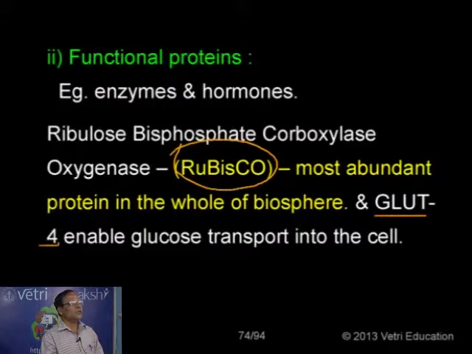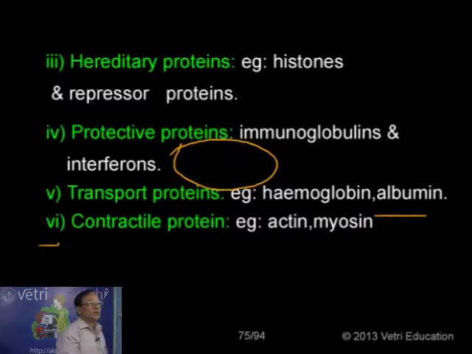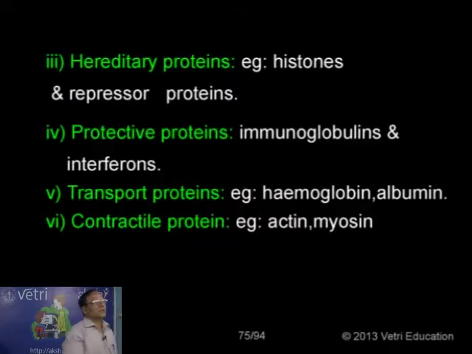It is normally an insulin mediated enzyme. It is working under the influence of the insulin hormone. So these are some of the examples of enzymes coming under the category of functional proteins. Still, some other proteins are acting as hereditary proteins.